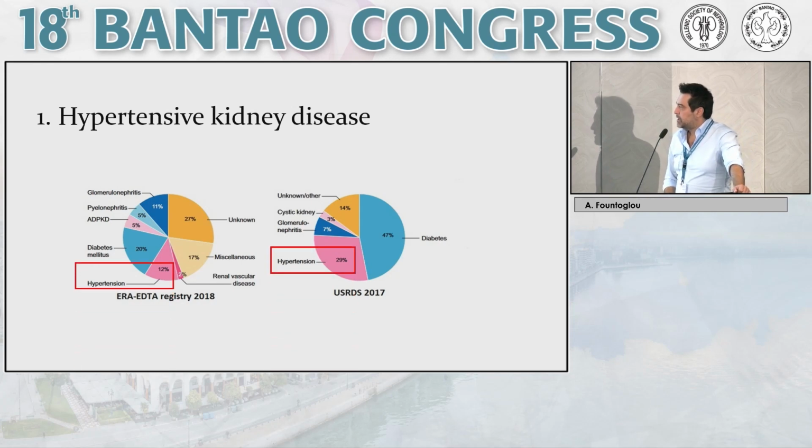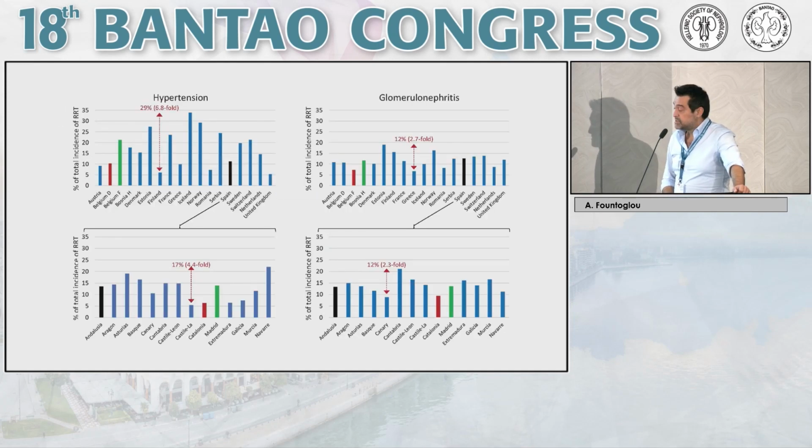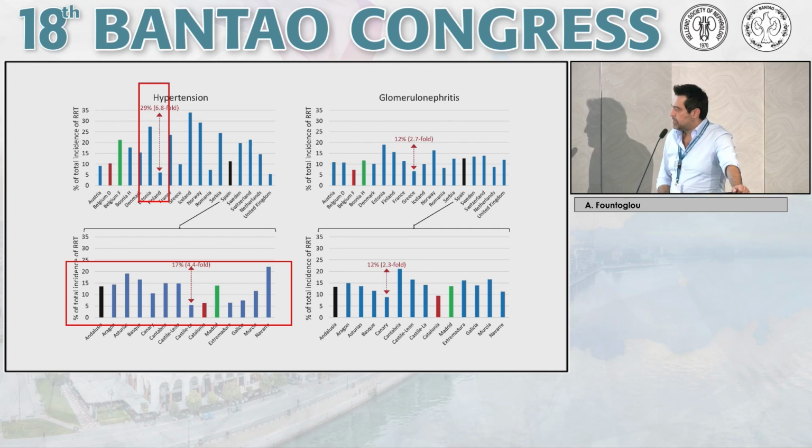Comparing the two main RRT, renal replacement therapy, registries in Europe and USA, we see that there is a great discrepancy between the incidence of hypertensive kidney disease as cause of end-stage renal disease between these regions. This discrepancy is also obvious in these European registries, where we see a great difference between the incidence of hypertensive kidney disease between the various European countries, and also between regions of the same European country, Spain.